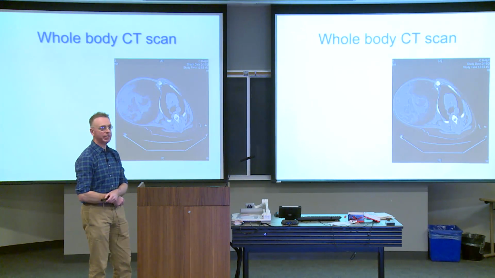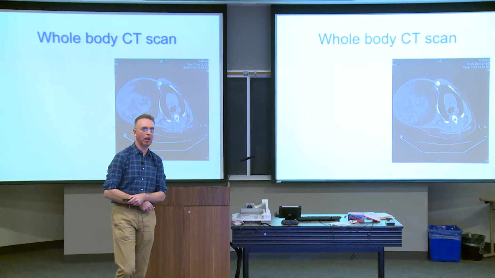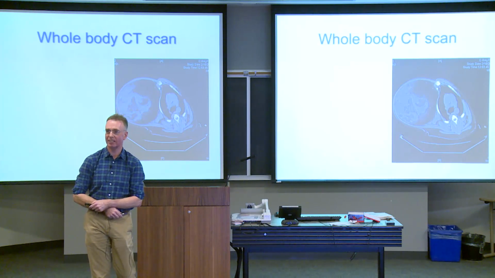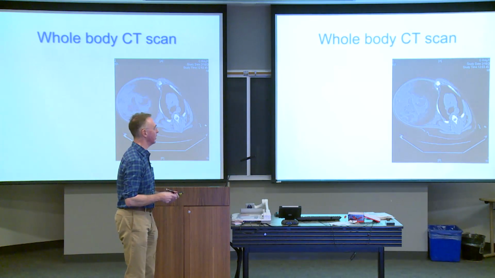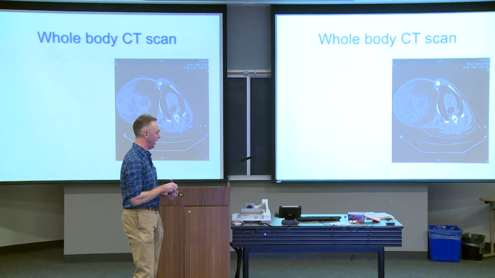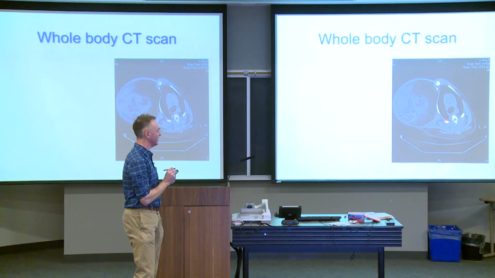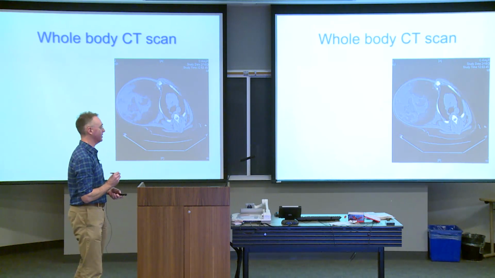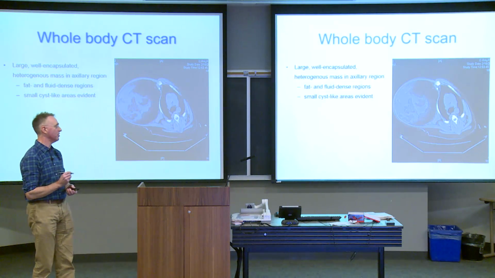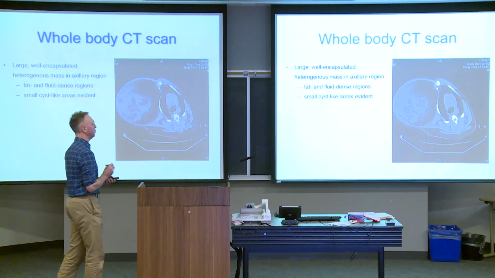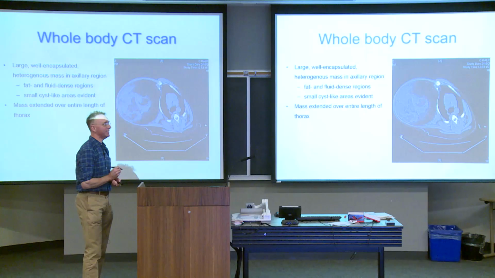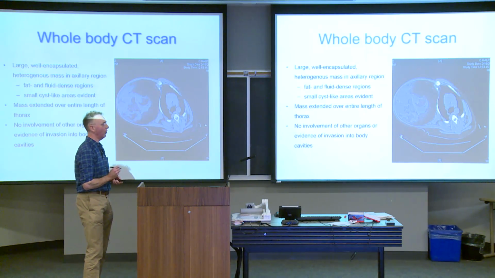They actually did whole body CT scans, and I don't think you have to have much experience with reading CT scans to see the abnormalities in this one. So this is a cross-section of the thorax, all right? This is the thorax here. This is the mass on one side of the thorax. So it's lying in a subcutaneous location. It's heterogeneous in appearance. All right, and it extended the entire length of the thorax.